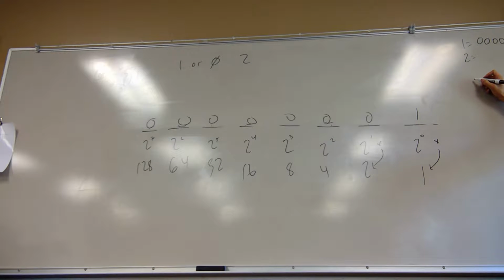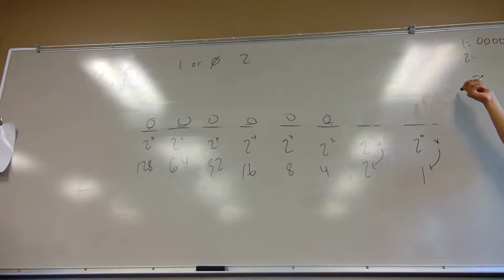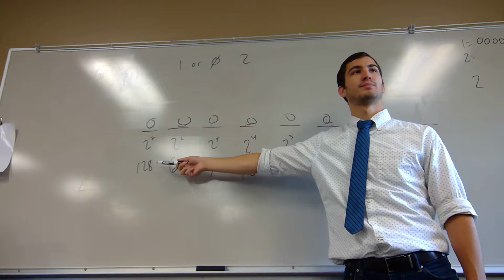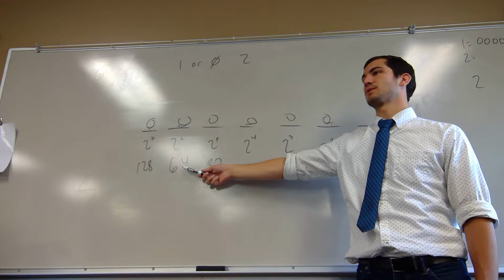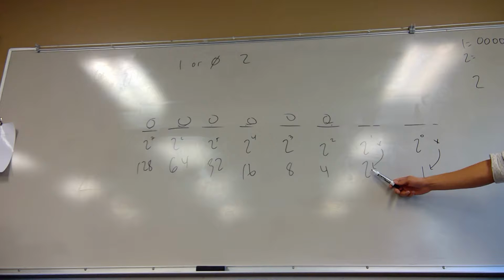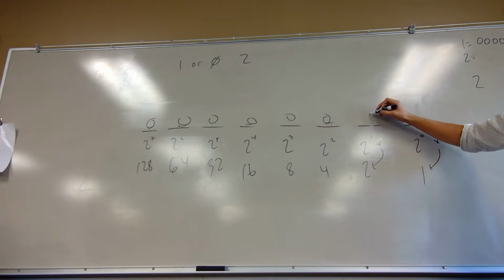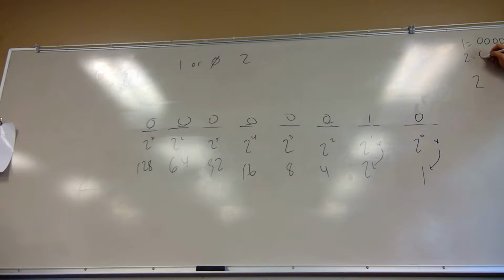If I have 2, is 2 bigger or smaller than 128? It's smaller. Is it smaller than 64? Smaller. So it's smaller up until here, right? 2 subtracted from 2 is what? 0. So this is 1, 0. Does that make sense? Kind of, but I don't understand why you did that. Why I did what?